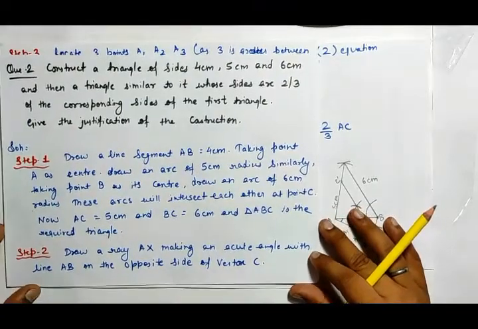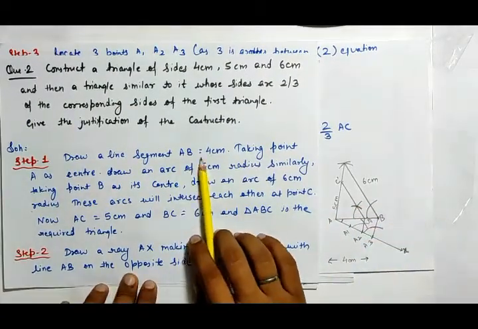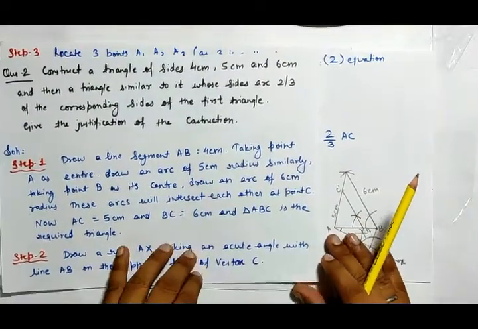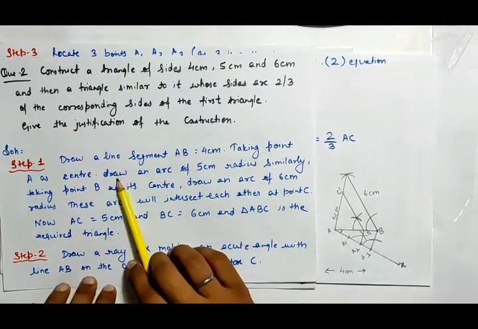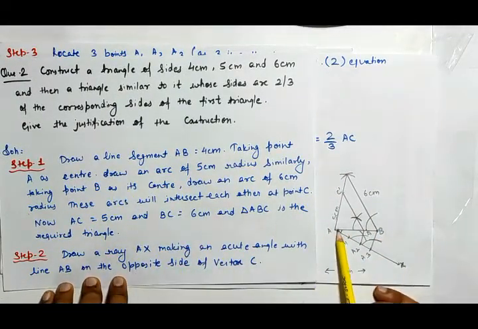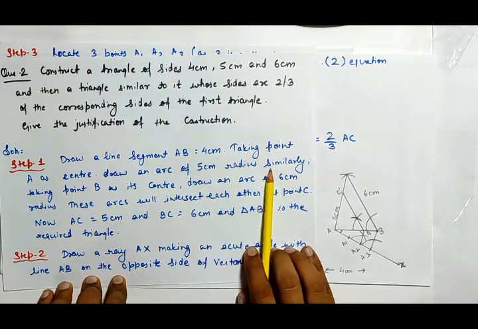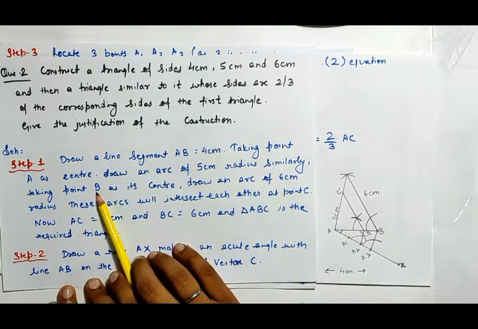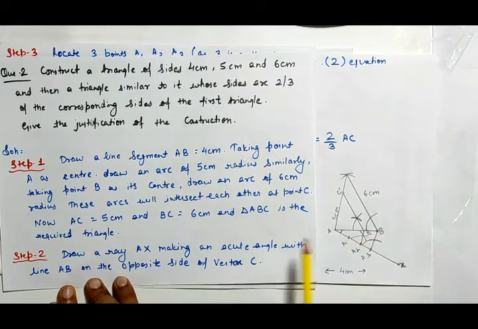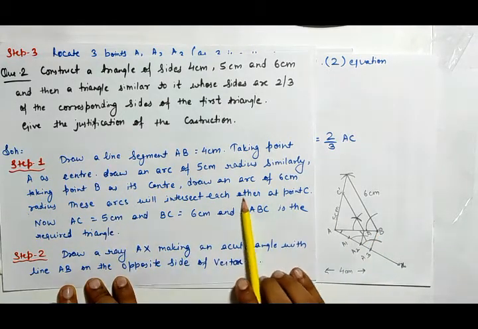So in step number 1, we have to draw a line segment AB equal to 4 centimeter. Taking point A as center, draw an arc of 5 centimeter radius. Similarly, taking point B as center, we have to draw an arc. These arcs will intersect each other at the point C.